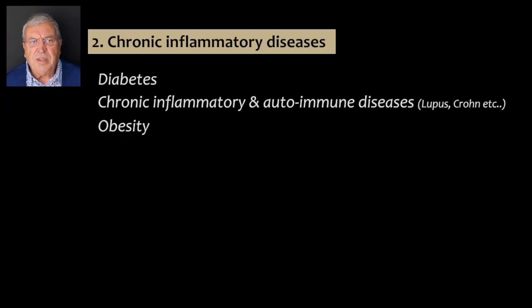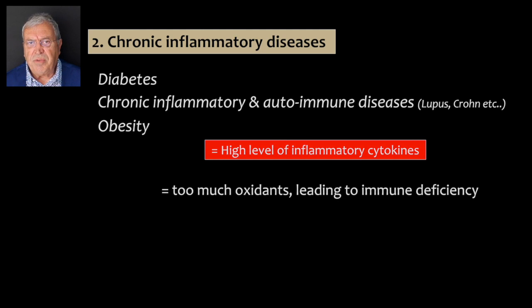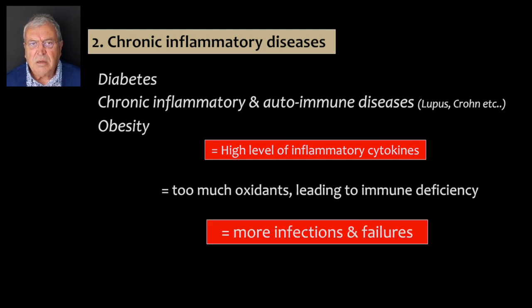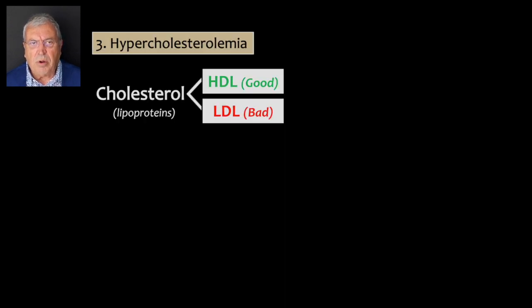Chronic inflammatory disease, diabetes, chronic inflammatory and autoimmune disease, obesity, they have a high level of inflammatory cytokines, and this is why they will meet more infection and failures. Hypercholesterolemia.